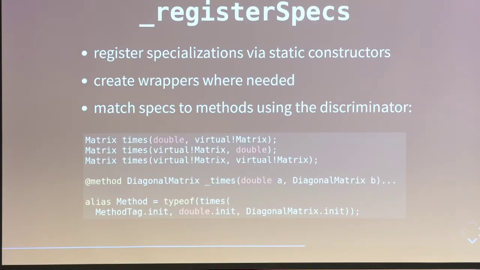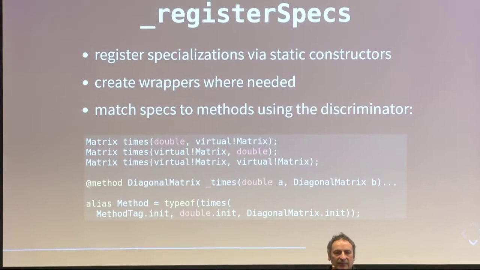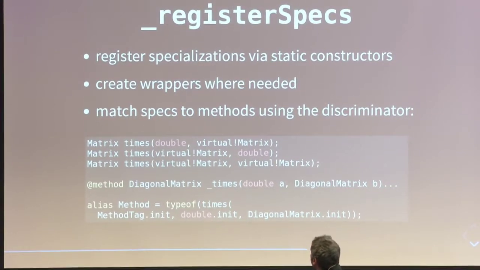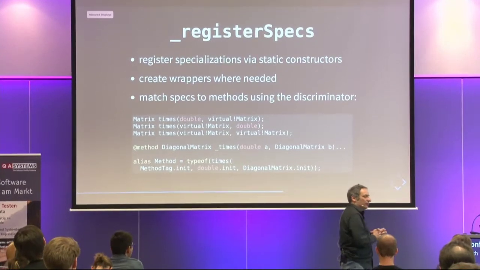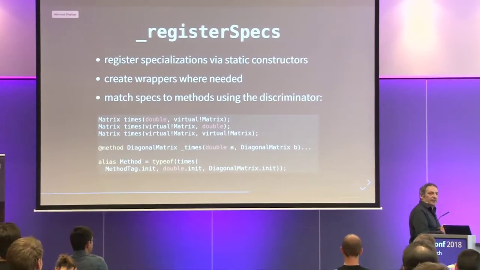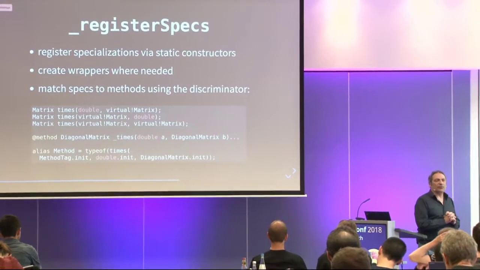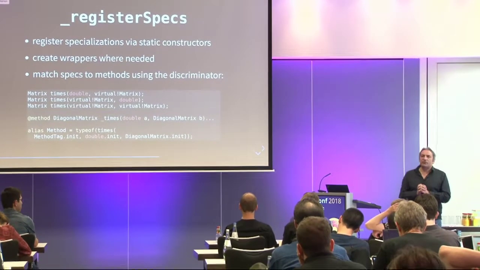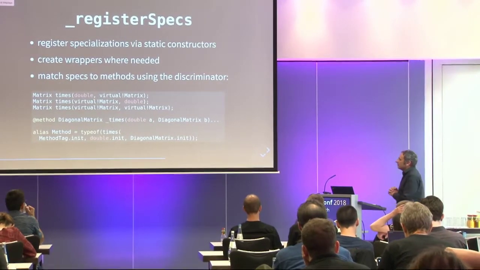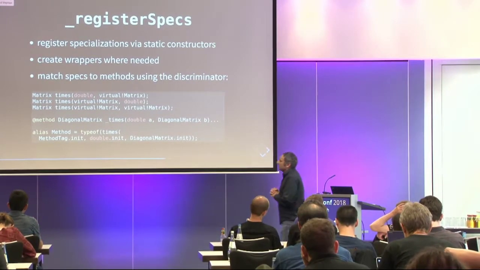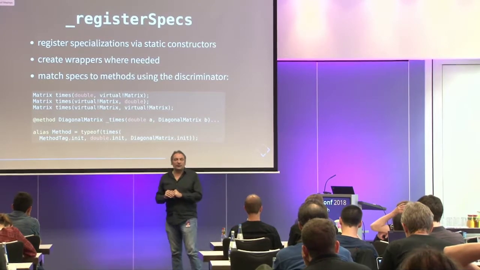Then we have register specs. That one is interested in finding all the functions that have the attribute @method. And once it finds one, it checks that it has the underscore in front. And then it tries to find which open method is being specialized, because the system supports overloads.